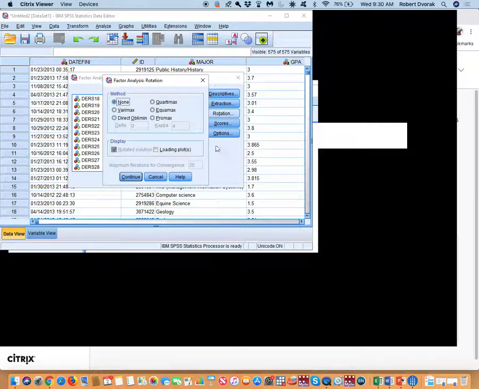Let's go to rotation. For right now, we're going to do no rotation. We have a couple of options here. Varimax is a type of rotation that is orthogonal. The two most common here are Varimax and Promax. Varimax is an orthogonal rotation. What does that mean? The factors are not correlated. So if we draw it out, right?